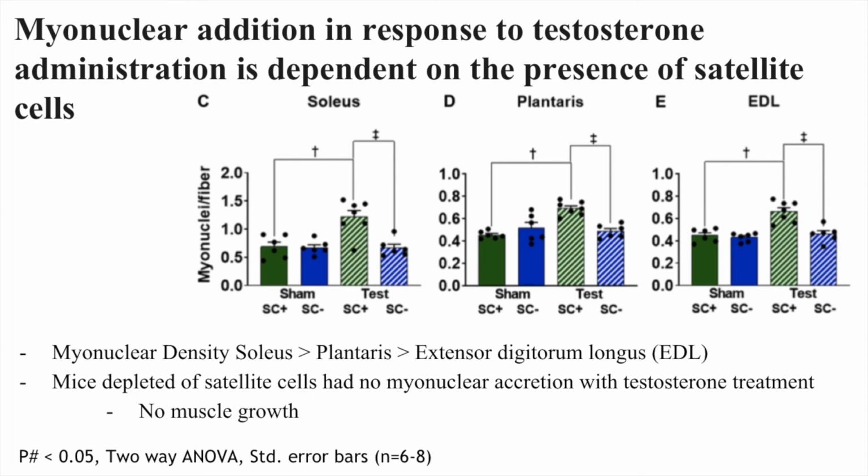Lastly, the researchers wanted to quantify the data from the immunohistochemistry. They look at soleus, plantaris, and extensor digitorum longus muscles. On the x-axis, you can see the 2 groups of sham and testosterone, which contain both SC plus and SC minus mice. On the y-axis, you see the amount of myonuclear fibers. The amount of myonuclear density was greatest in soleus, followed by plantaris, and lastly in the extensor digitorum longus. Without any satellite cells, there is no myonuclear accretion. However, in comparison to previous data, we can observe that SC minus mice do exhibit similar hypertrophic response to testosterone as the SC plus mice.